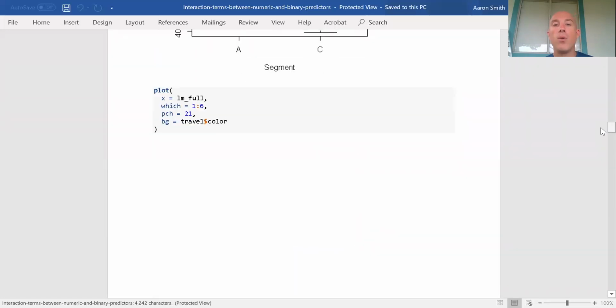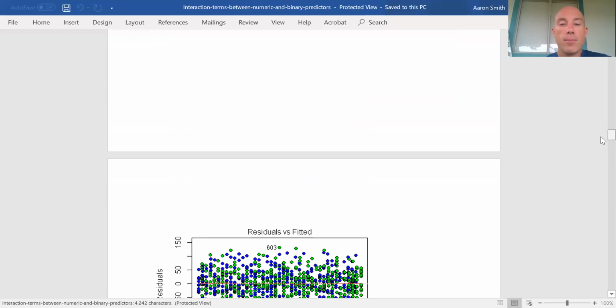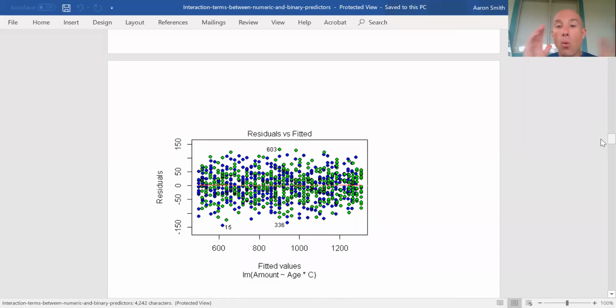Okay, so now let's go ahead and do a diagnostic plot. Let's take a look at the full model. All right, so remember, I don't want to see a pattern. I'm looking to see, do I see a pattern? If I see a pattern in my residuals, then there's something wrong.